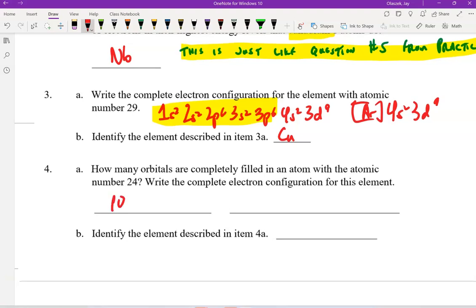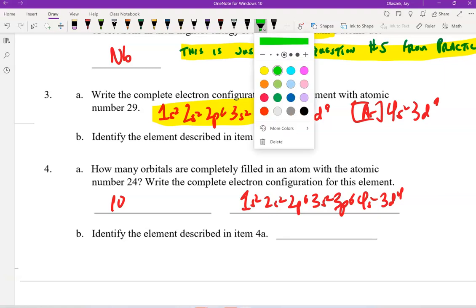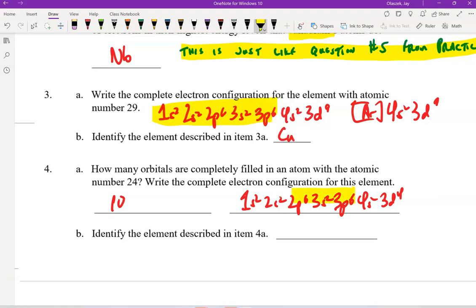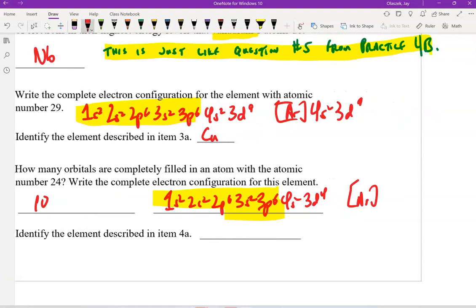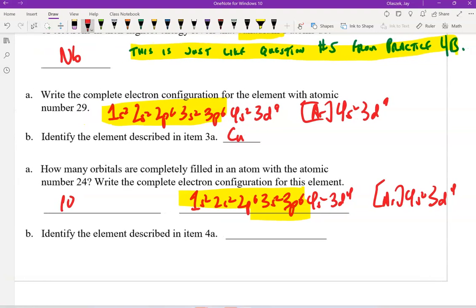10. And we said, what is the electron configuration? We already have that. It is 1s2, 2s2, 2p6, 3s2, 3p6, 4s2, 3d4. And we know that this is the same as the noble gas argon without going over. So if we wanted to write it as noble gas notation, we could say argon 4s2, 3d4. And since we know the item is chromium, we can identify it there. That's all you do.